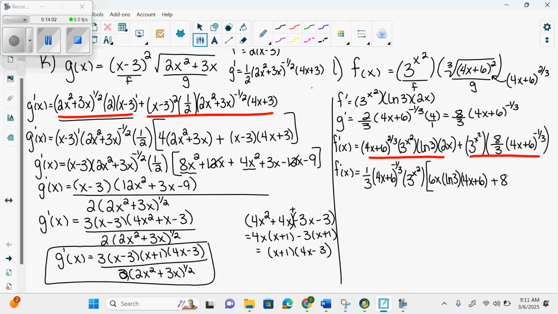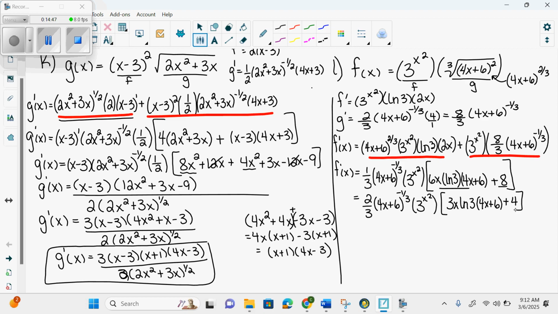And then the 8 stays, 3x squared goes away, and that's gone. It's just an 8. So, from this term and this term, we can take out a 2. So we'll get 2/3, 4x plus 6 to the negative 1/3, 3 to the x squared, 3x ln 3 times 4x plus 6 plus 4.